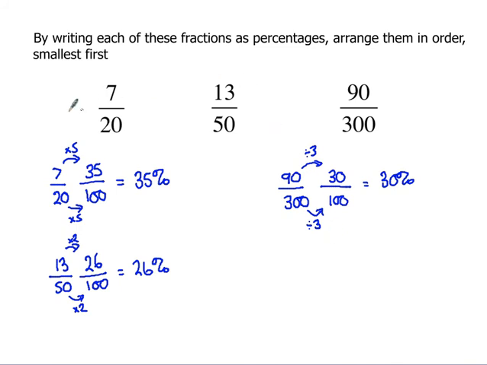So arrange them in order, smallest first. Well, the smallest is this one here, which is 26%. So that's the smallest. And then the next biggest is this one, 30%. And then the largest is 7 over 20.